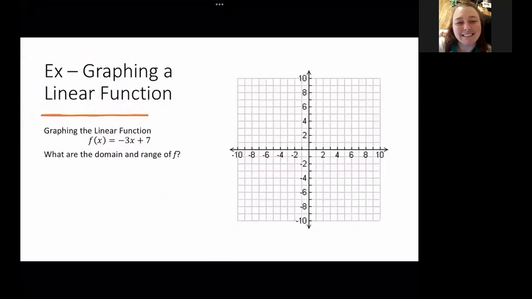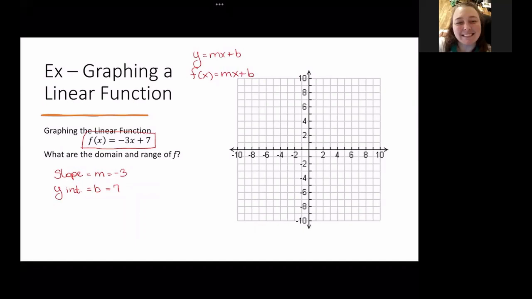Let's graph a linear function and figure out what the domain and range of f are. So from this, I can see that my slope, or my m, is going to be -3, and my y-intercept, or my b, is going to be equal to 7. My equation right here says f of x equals -3x plus 7. So remember, y equals mx plus b, f of x equals mx plus b. Okay, we're using that same equation throughout today.